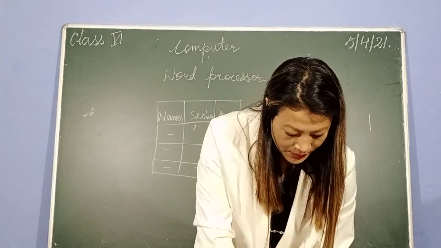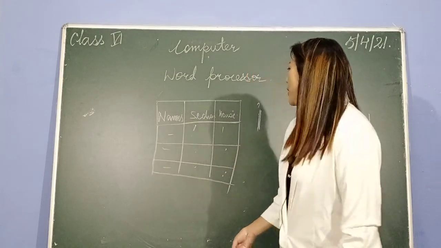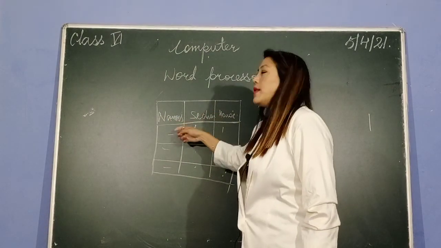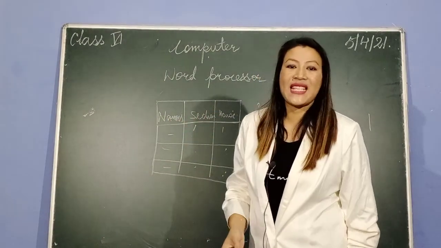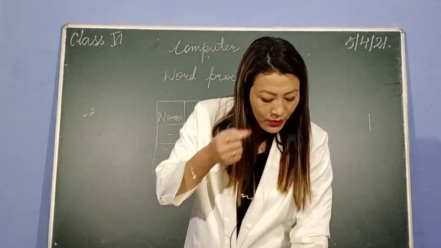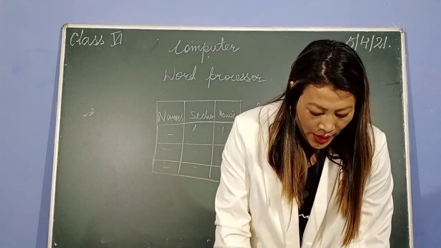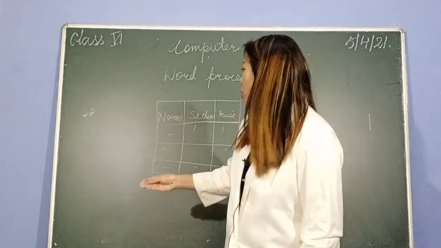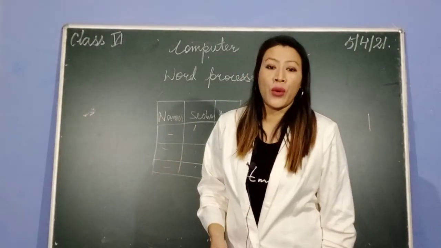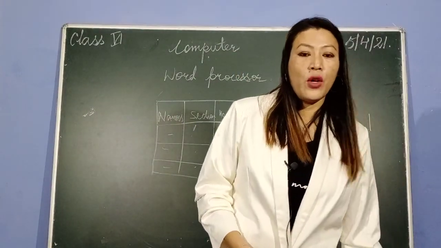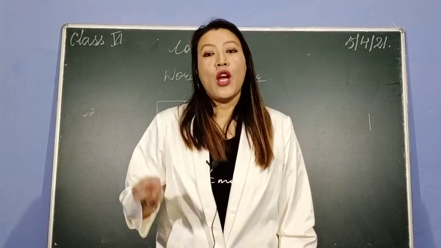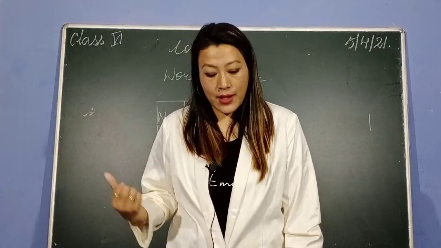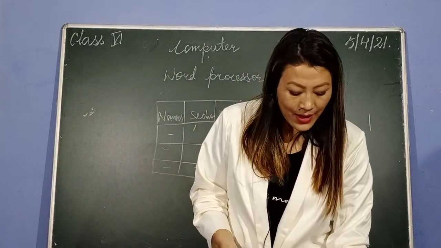Then after you get the table, you have to insert the data or text inside the table. How to enter it? Adding data to a row or a column of a table is very easy. You just need to click inside the row or column, or we call it inside the cell. You just click the cursor inside the cell, and the text gets inserted.